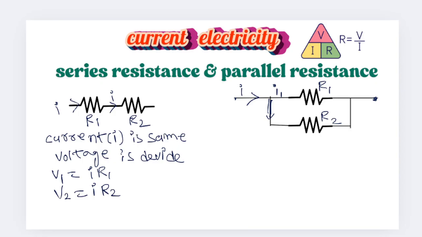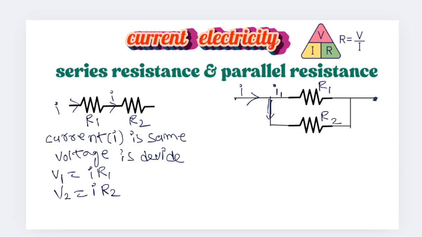There is no branching here. The current is also not dividing. The same current is flowing through the R1 and R2 resistance. Suppose I increase the resistance in the series circuit, what happens? If the resistance is more, then more voltage is required to allow the current through the resistance.